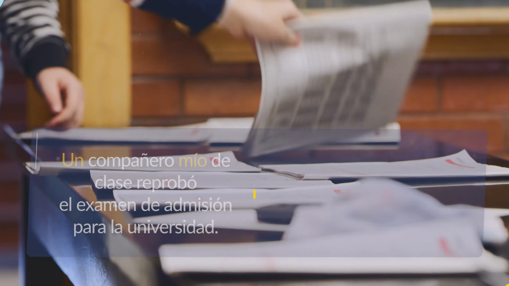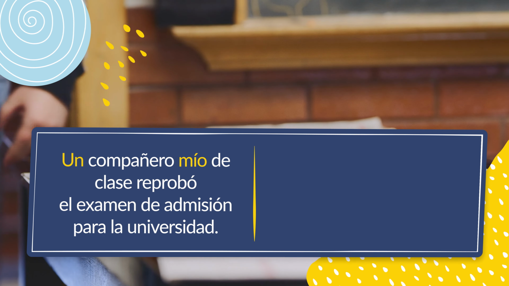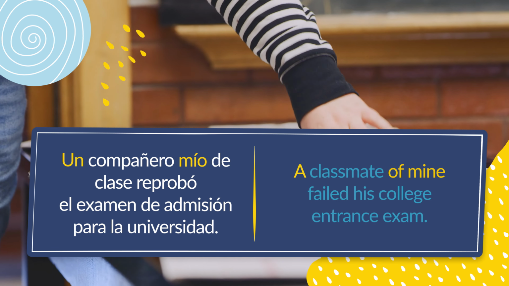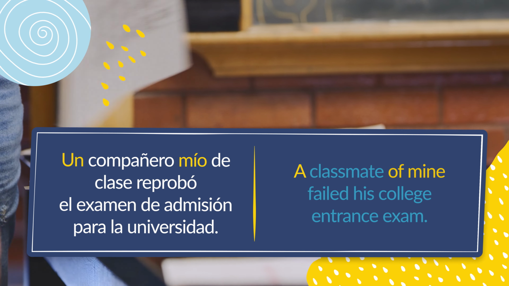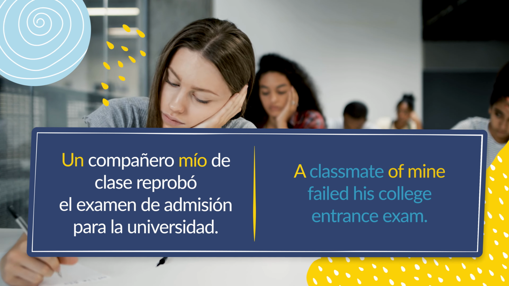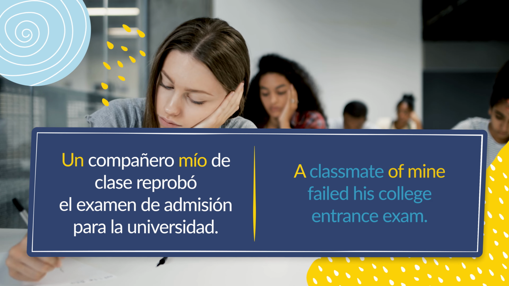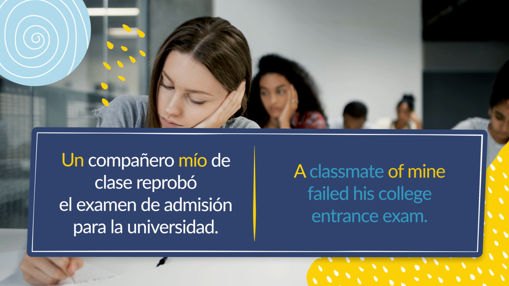Let's take an example where we have one object from a group. Un compañero mío de clase reprobó el examen de admisión para la universidad. A classmate of mine failed his college entrance exam. Here, the possessed object is one member of a group of high school students. We could also translate the same phrase by saying one of my classmates.